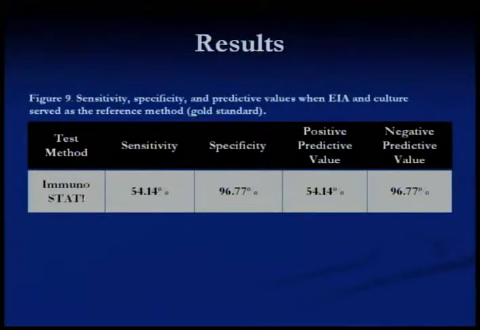Figure 9 shows the sensitivity, specificity, and predictive values when the EIA and culture served as the reference method. In comparison to when culture only was the gold standard, the sensitivity decreased, but the specificity and positive predictive values increased. Therefore, the immunostat test is a very good test for correctly identifying negative results.